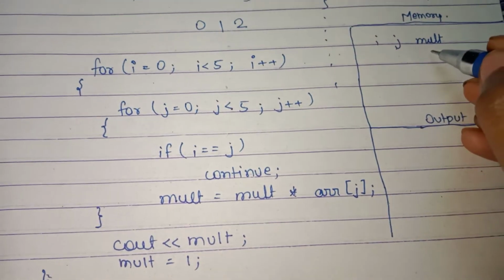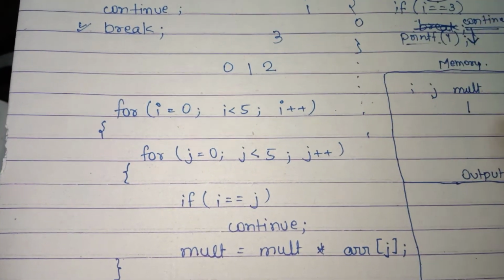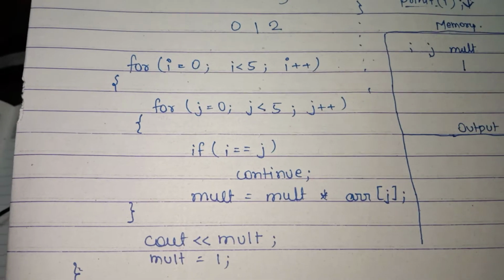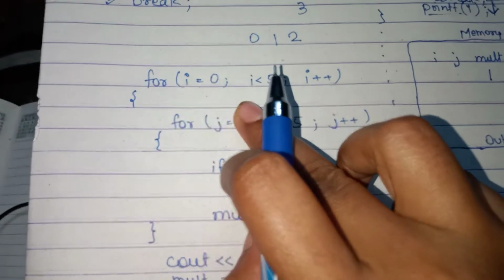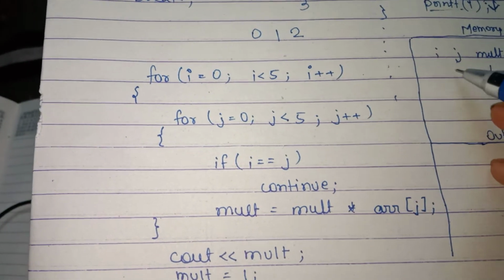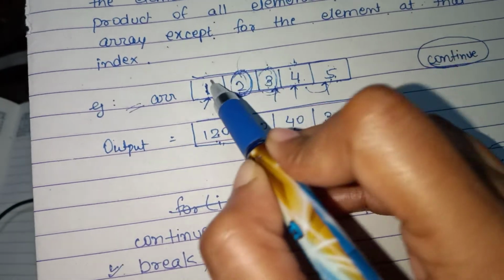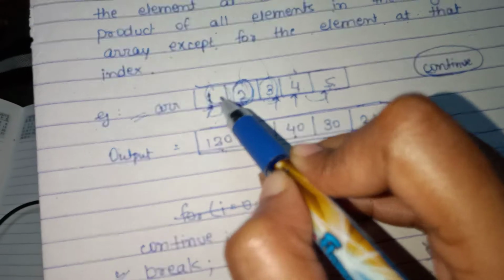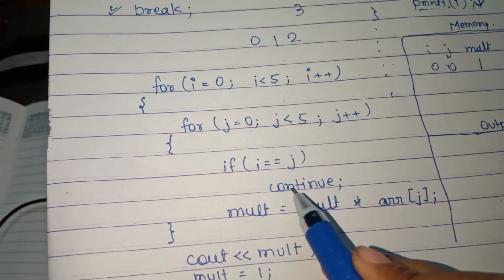So I will just initialize it to 1, because if I initialize it to 0, it will become 0 when we multiply it by another element. So that's why I am using 1 here. For the first time, i is equal to 0, j is equal to 0, and here it is checking if i is equal to j. It means for the first time when I am taking this 1, we need to not multiply it by itself.